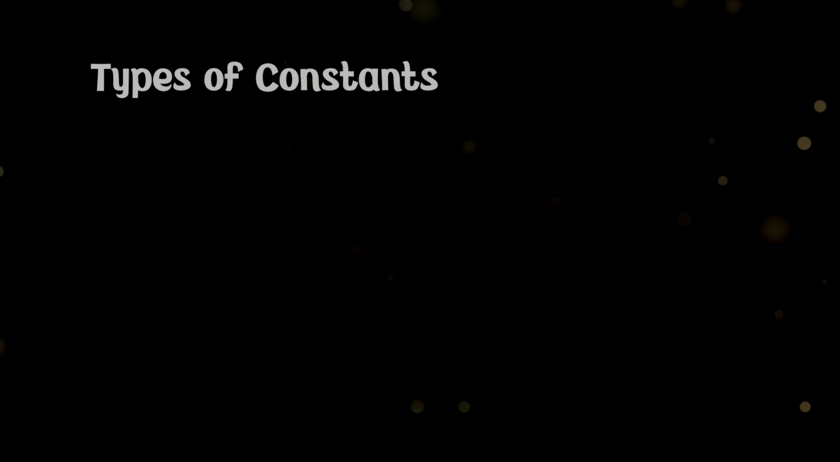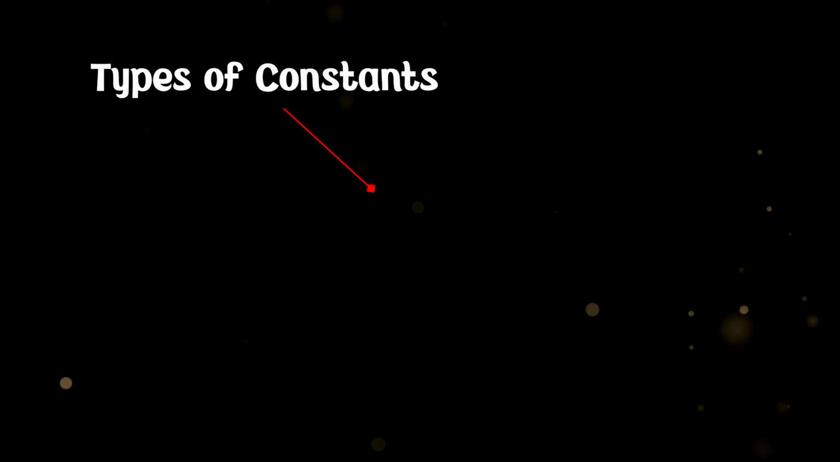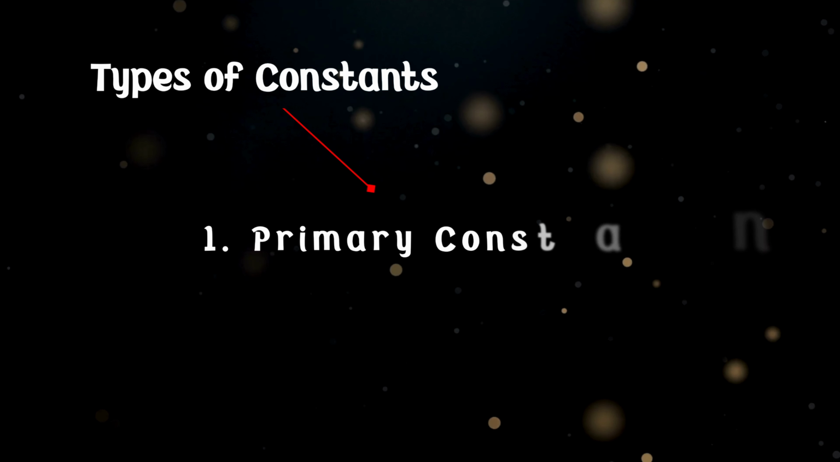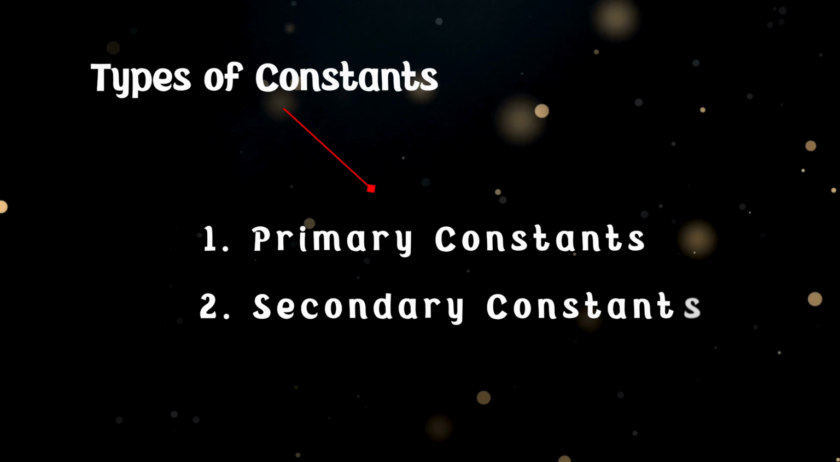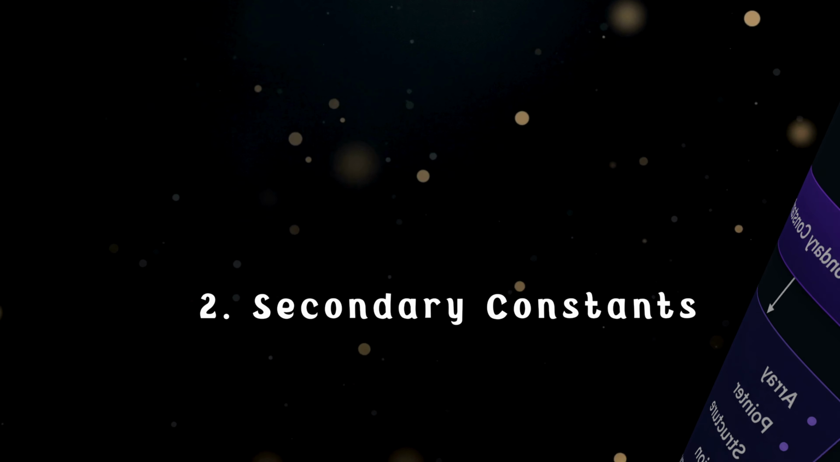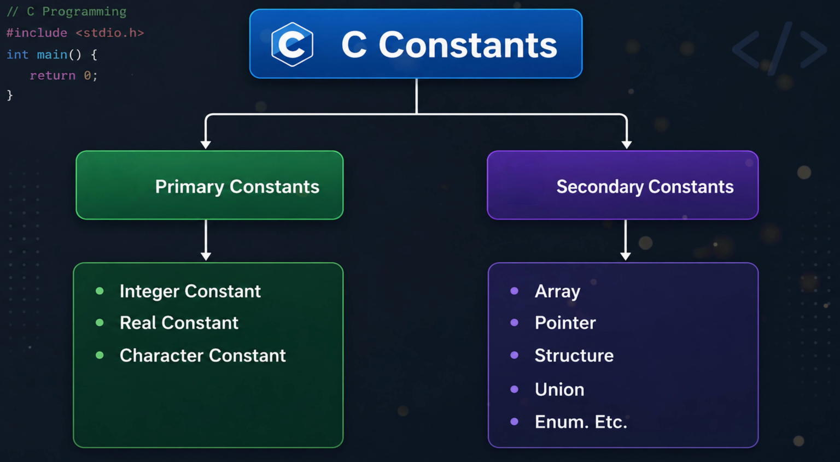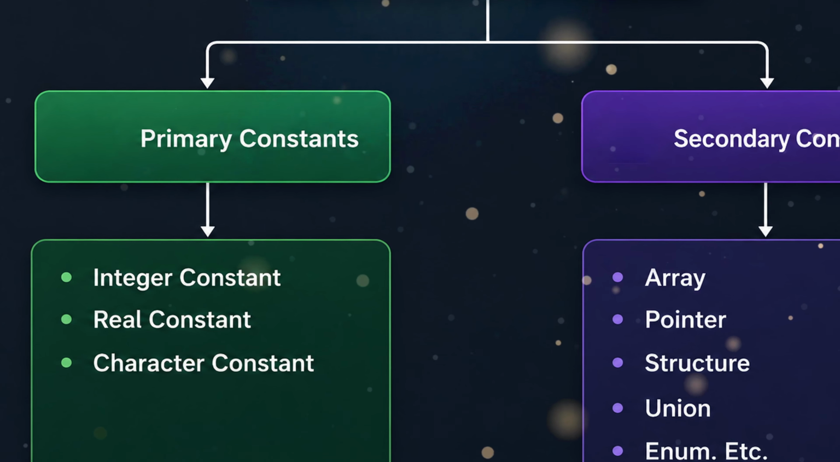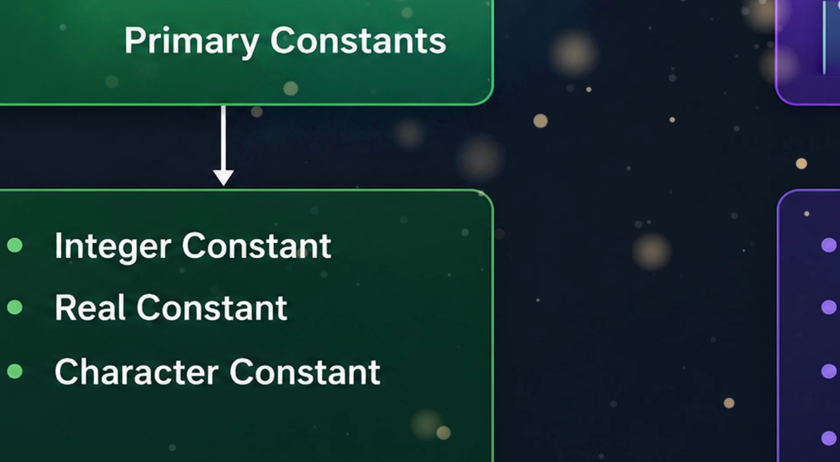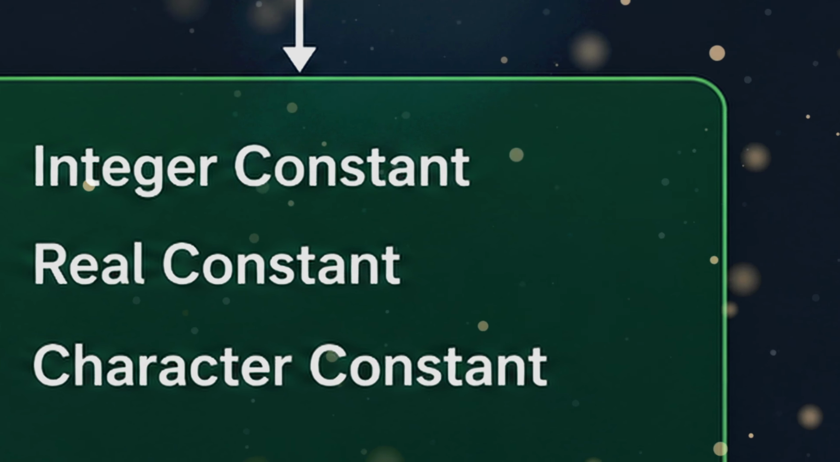Now that we understand constants and variables, let us see what different types of constants and variables exist in C. C constants can be divided into two major categories: primary constants and secondary constants. These constants are further categorized as shown in this picture. At this stage, we would restrict our discussion to only primary constants, namely integer, real, and character constants. For constructing these different types of constants, certain rules have been laid down.